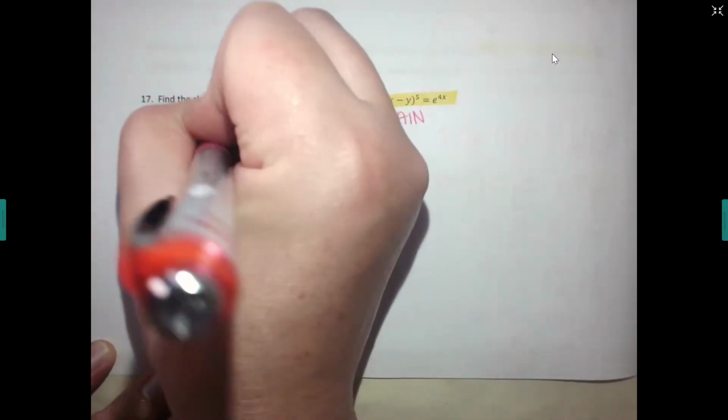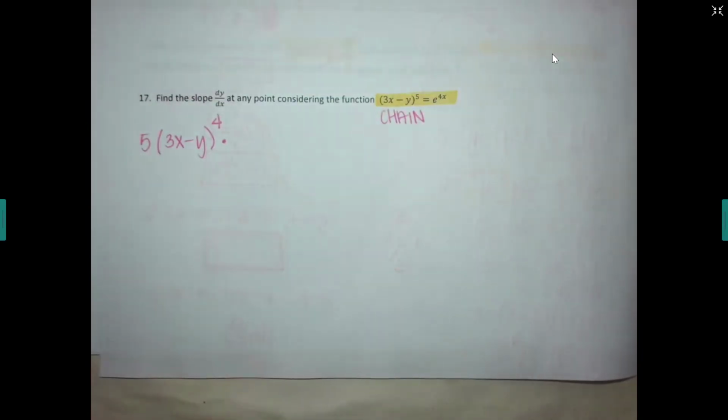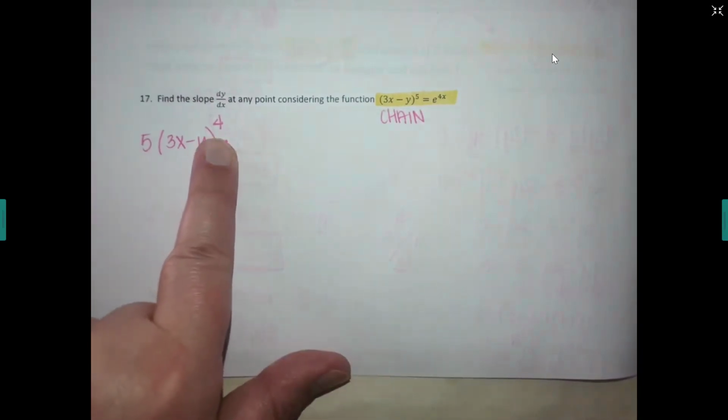I'm going to do the 5 power first. So to take the derivative of a 5th power, the 5 comes down to the front. Your 3x minus y is going to stay the same. But I'm going to reduce the power by 1. So after I pull the 5 down to the front, now it's a 4th power.